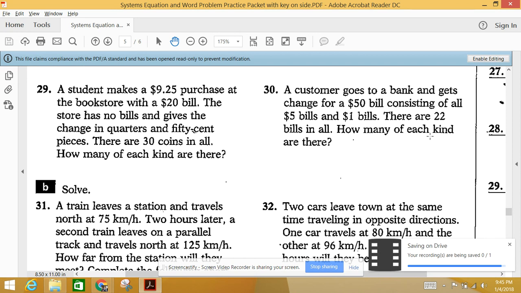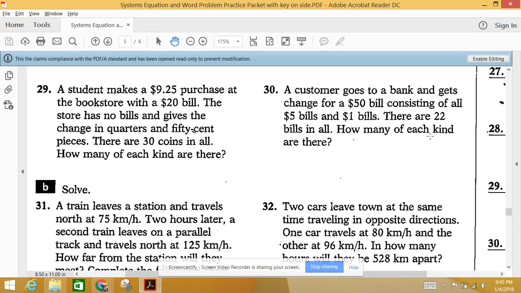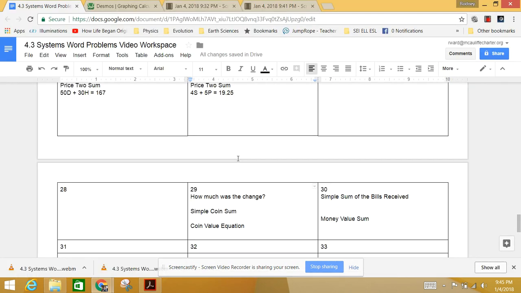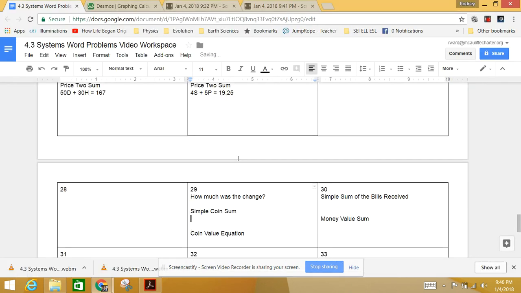So we have a student that makes a $9.25 purchase at the bookstore with a $20 bill. The store has no bills and gives the change in quarters and 50-cent pieces. There are 30 coins in all. So if Q is quarters and F is 50-cent pieces, we know that the total of quarters and 50-cent pieces is 30 coins. So we have a simple coin sum: Q plus F equals 30.